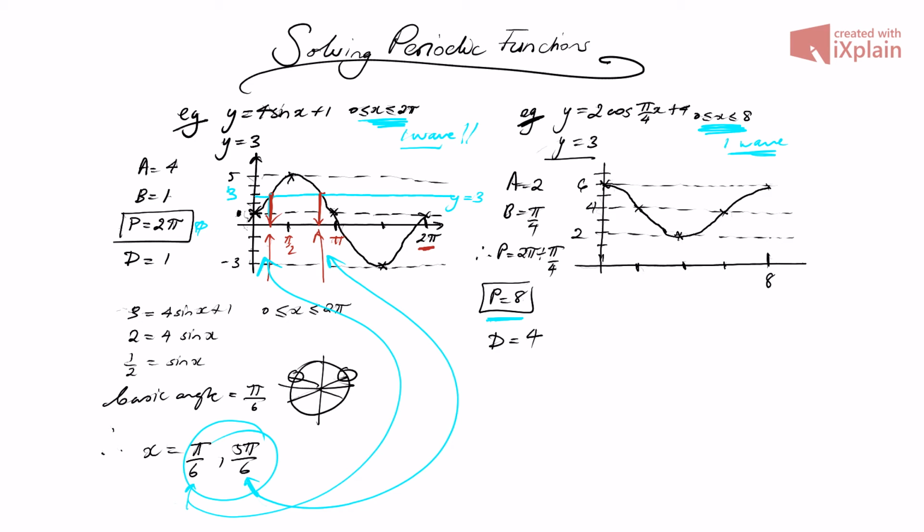There we go. Now we're solving this for y equals 3. So let's draw in the line y equals 3. Here's 3, y equals 3 cuts across here. And we can see that there are two solutions, one here and another here.